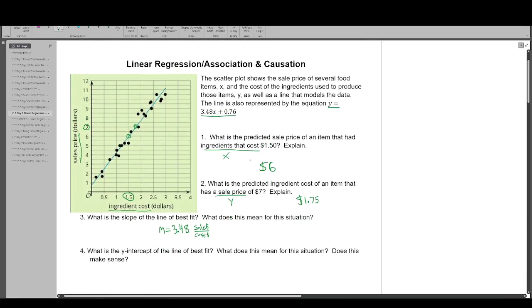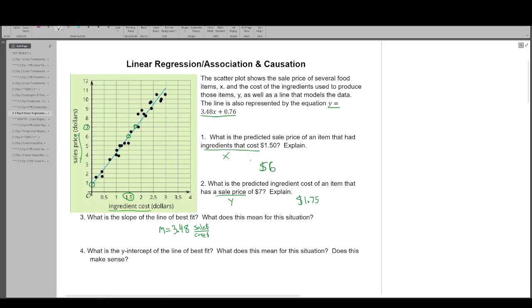What is the y-intercept of the line of best fit? We can see here that it's a little less than $1, and from the equation, we're told that the y-intercept is $0.76. What does that mean in this situation? It says that if we spent $0 on ingredients, so we bought nothing, we could sell that nothing for 76 cents.